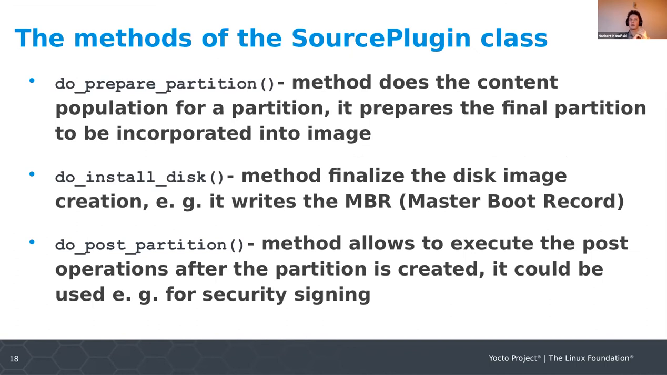The next method is do_prepare_partition. The method does the content population, so it prepares the files to be incorporated into the final image. And we have the do_install_disk method, which finalizes the disk image creation. It could write the master boot record, for example, the boot image from the GRUB bootloader. Next will be do_post_partition. That method allows you to execute post operations after the partition is created. It could be used for security purposes, like signing the partition.